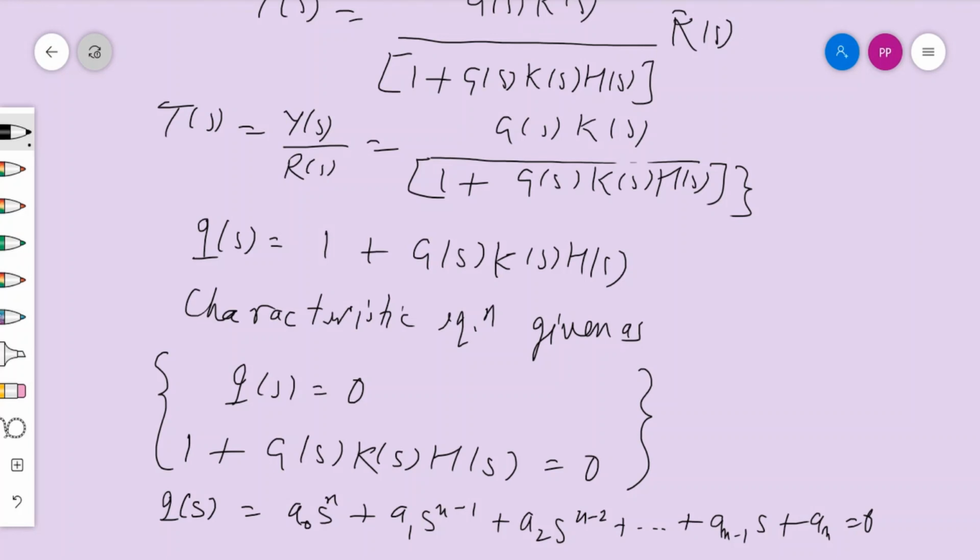Once I get the characteristic equation, I can obtain the Routh array from this equation and go for analytical treatment through Routh stability criteria. So let us write some important points about Routh stability criteria.